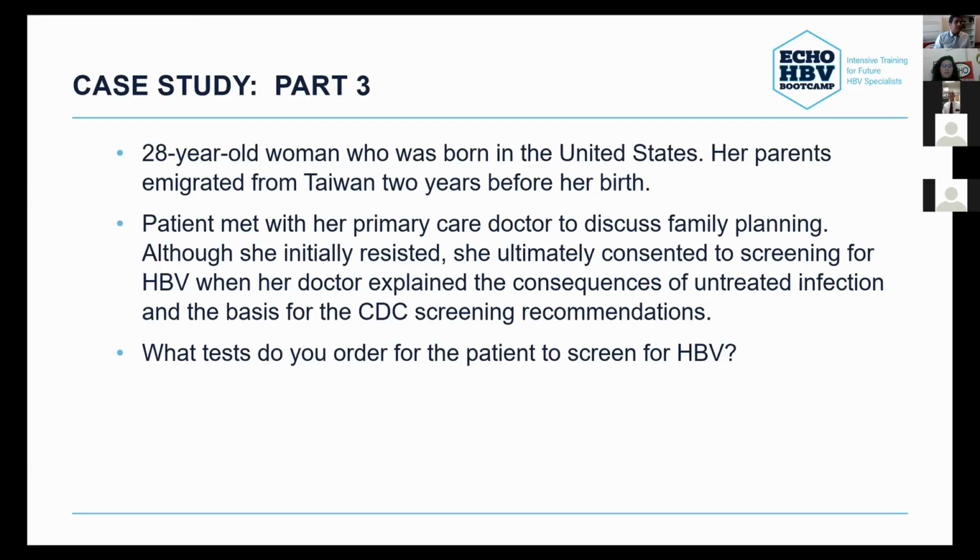So as we discussed about our case, which is a 28-year-old woman who was born in the United States, but remember, her parents actually come from an area that is endemic for hepatitis B, more than 8% prevalence in Taiwan. And her parents emigrated 2 years before her birth, right?